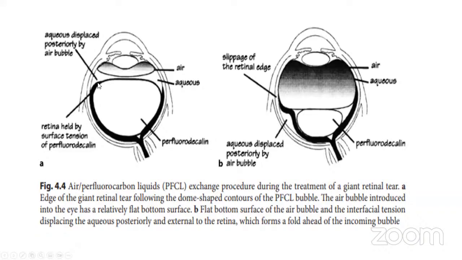As you introduce the air inside the eye, this will displace the aqueous posteriorly, and the retina is held by the surface tension of your heavy liquid here. So the aqueous is trapped in between your air bubble and your heavy liquid. As you introduce the air further, the aqueous can displace posteriorly as you remove the heavy liquid. From here, you can see that it causes the fluid to displace posteriorly underneath the retina, and this results in the slippage of your retinal edge.